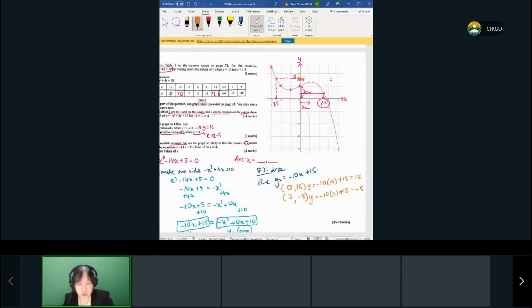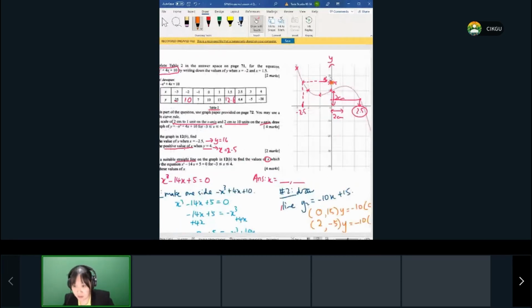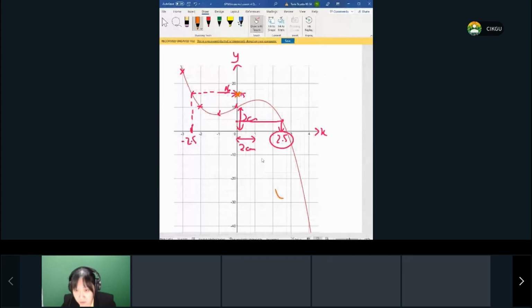Okay, so let me zoom into the graph so that we can mark the points right now. Actually, can we change to another color so that it's a different color, easier for you guys to see? Just now we marked this point, right? 0, 15. That's one point. Another point is 2 and -5, which is here.